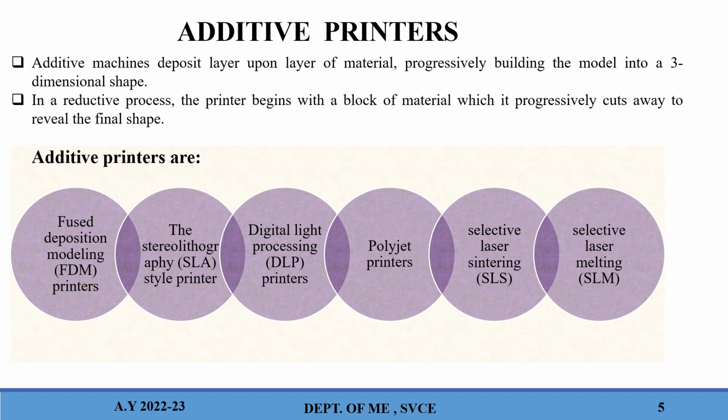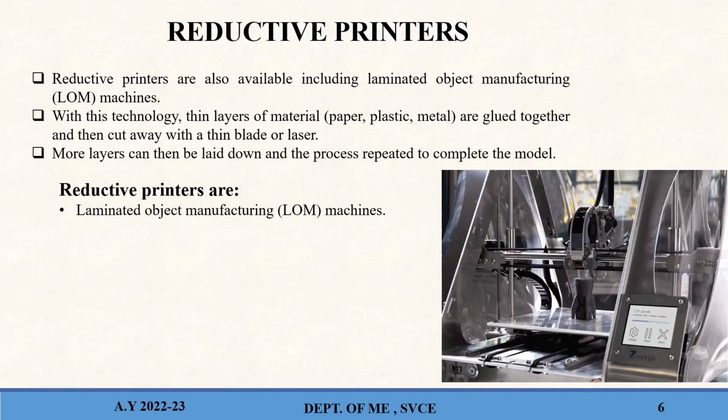Additive printers include fused deposition modeling, FDM, printers. So FDM is nothing but fused deposition modeling. Others are the stereolithography SLA style printers, digital light processing DLP printers, PolyJet printers, selective laser sintering SLS, and selective laser melting. So these are the additive printers.